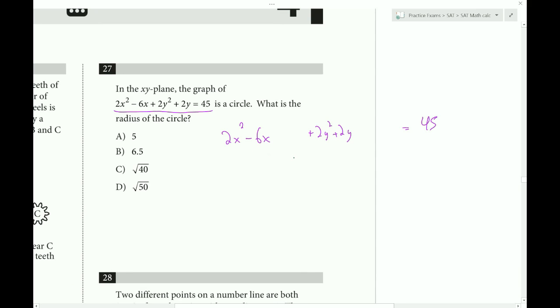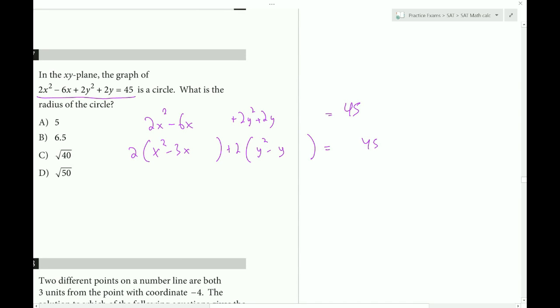Let's see. So for this one, I would actually factor out a 2. Have x squared minus 3x. And then here I'd factor out a 2 again and have y squared minus y. Then I would divide by 2 everywhere. These cancel, right? And so now I could actually complete the square.